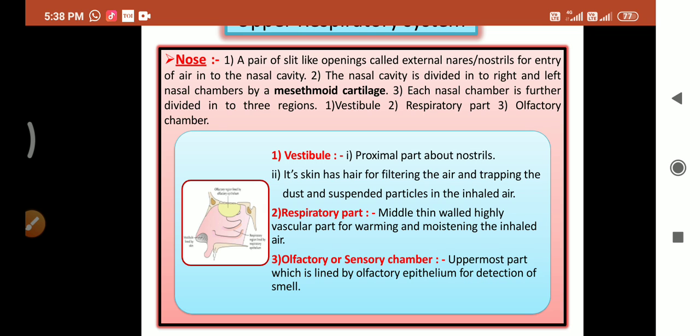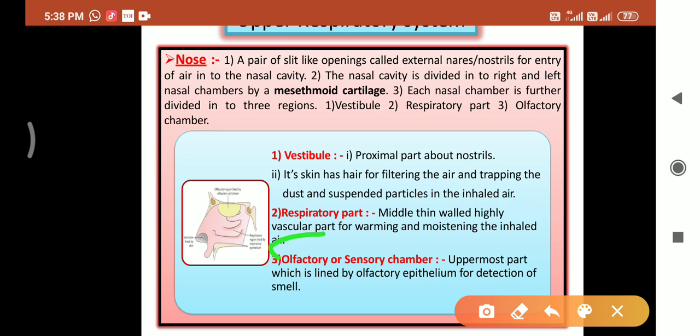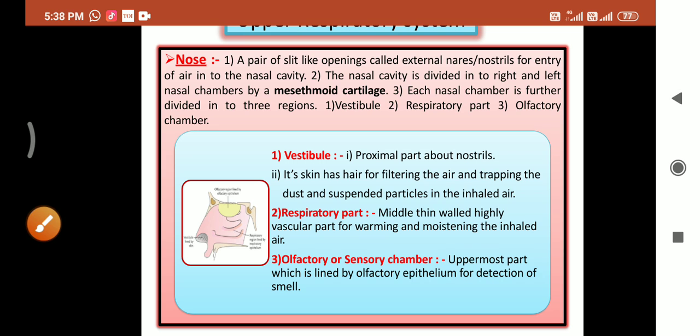So the next part is the olfactory or sensory chamber. What is the function of this word, olfaction? Always remember this word, olfactory. It is very important. This word is related to the sense of smell.